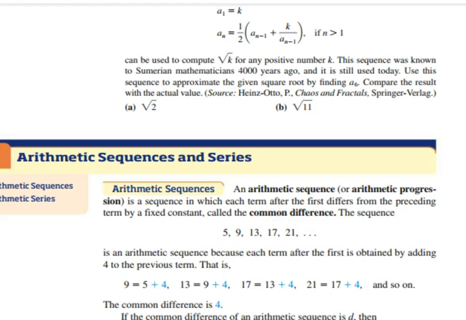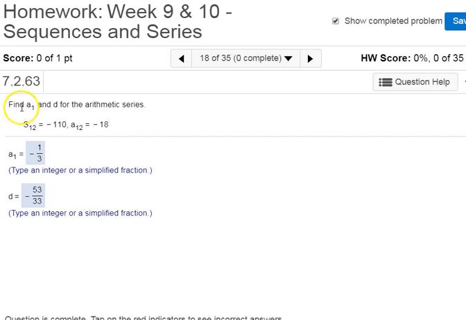So for number 18, we're trying to find what that first term is, and it gives us S12, which is the sum of the first 12 terms, and also what the 12th term is. And so we're going to have to do a little backwards working here to get the solution, and we can use one of the formulas from the chapter.